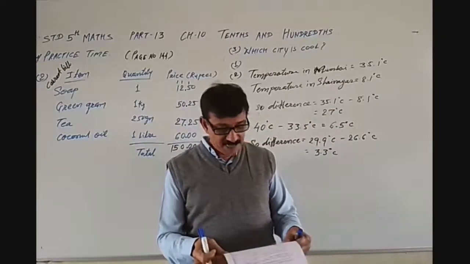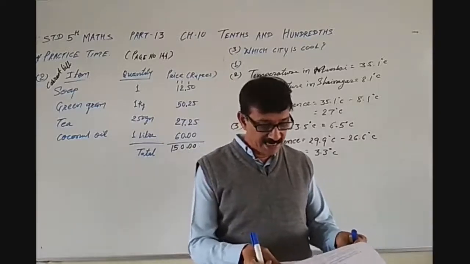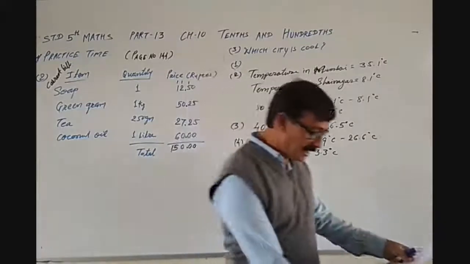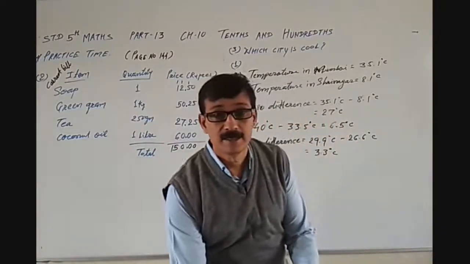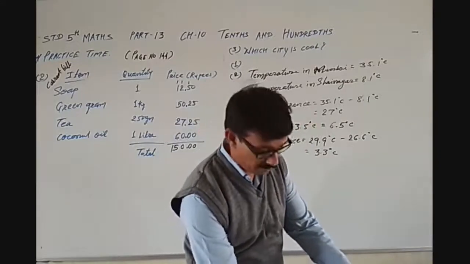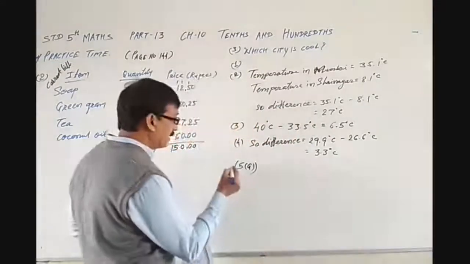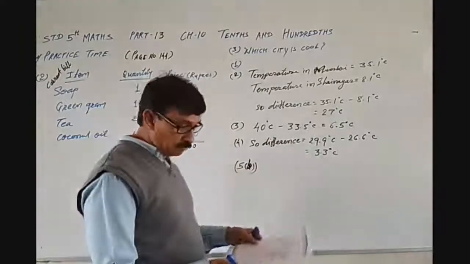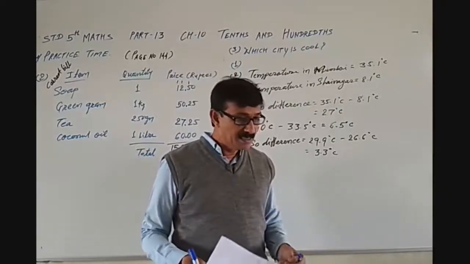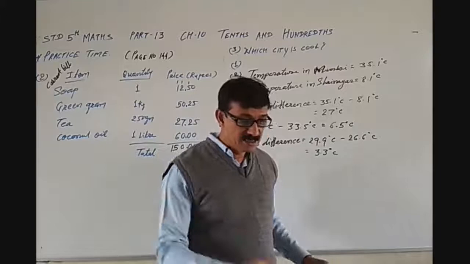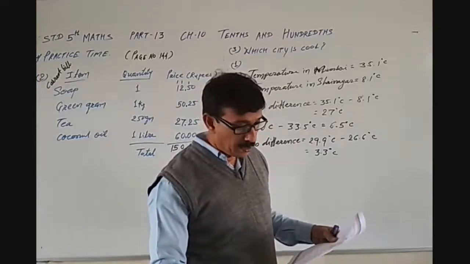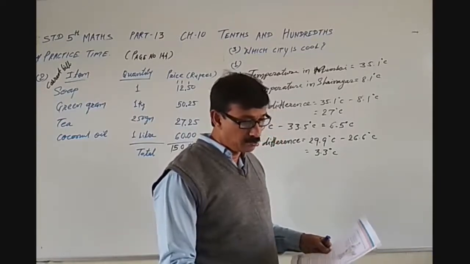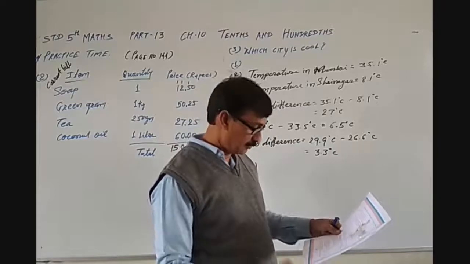Okay. The next question. B. What is the difference between the temperature at 3 am and 3 pm in Chennai and Bhopal? So let's answer that, so that after this our chapter will get over. So answer of fifth B. Temperature at 3 am. Let's answer for the temperature of Chennai. Chennai first.